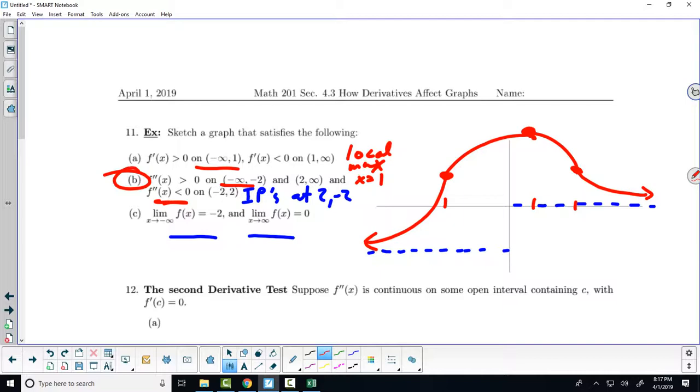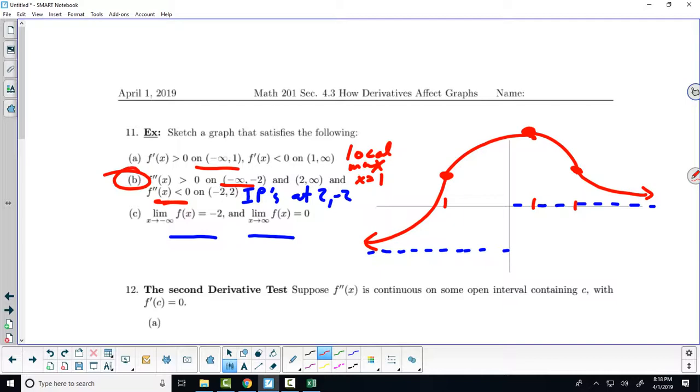Now, I said the y value doesn't matter, but could I have put the inflection point down here? No, because eventually I've got to get towards this horizontal asymptote. If I put the point down here, I would have to be increasing to get to the horizontal asymptote, and I said I couldn't be. So I think basically any answer to this is going to look similar, but there's likely more than one graph.